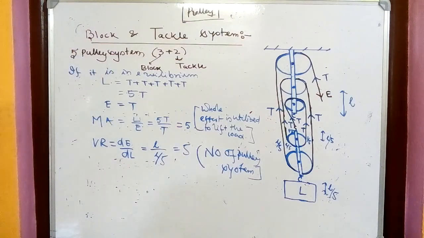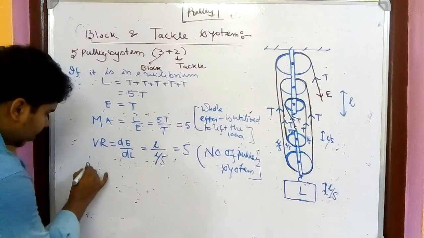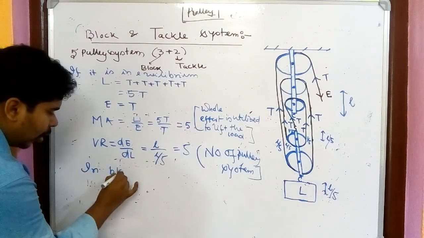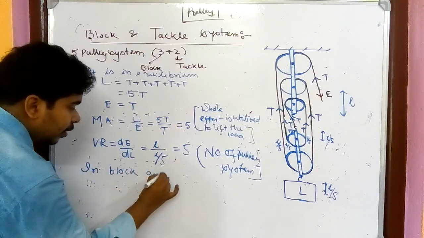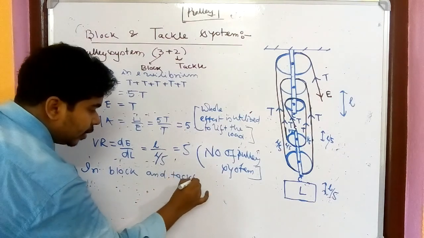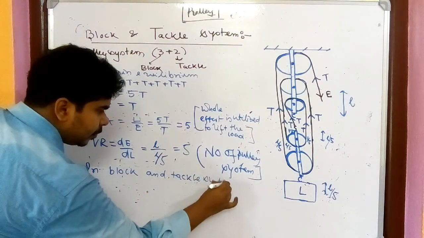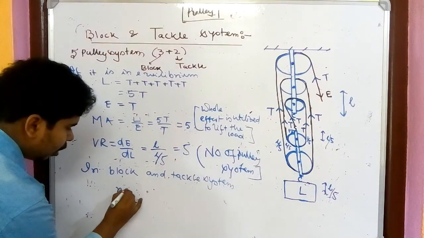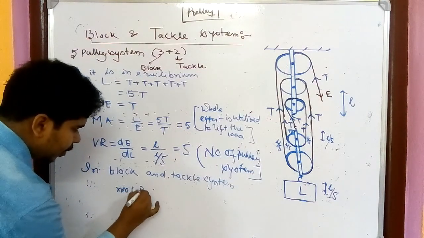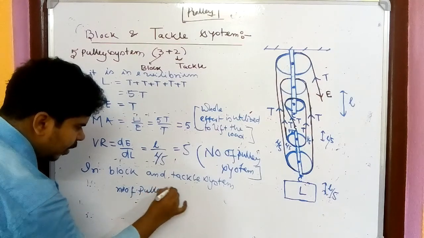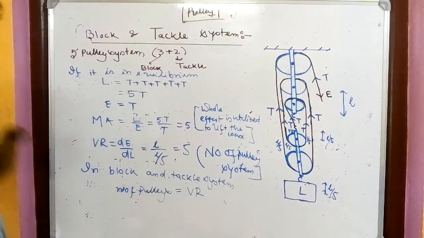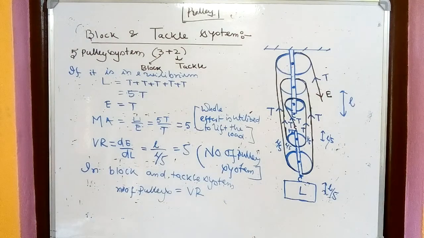So we can conclude that in a block and tackle system, the number of pulleys is equal to the velocity ratio. Number of pulleys is equal to the velocity ratio. If the number of pulleys is 5, then the velocity ratio is 5. If the number of pulleys is 4, then the velocity ratio is also 4.